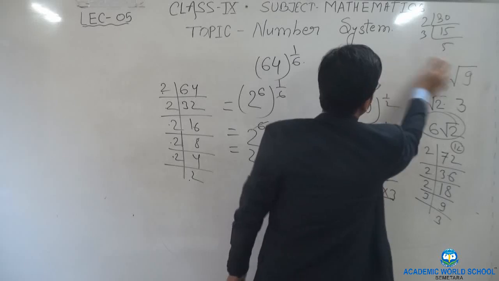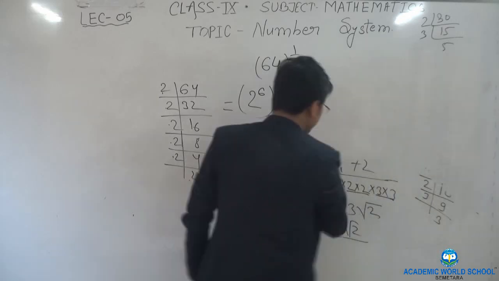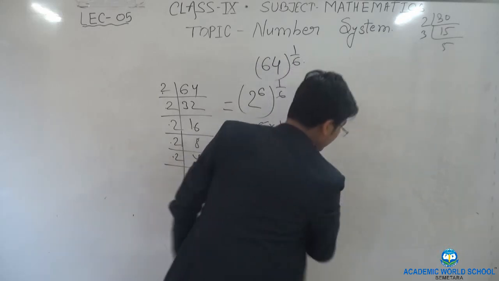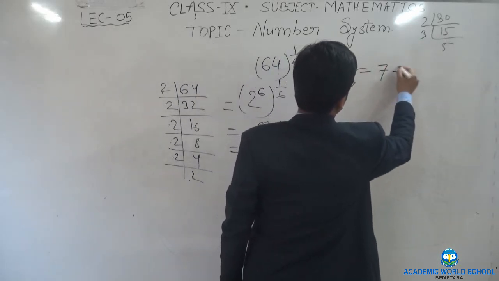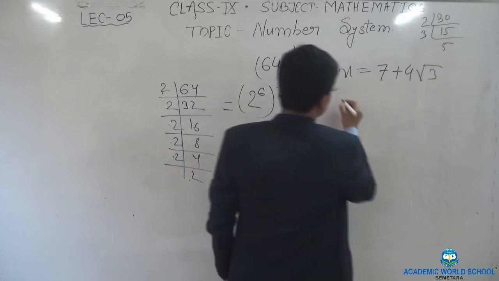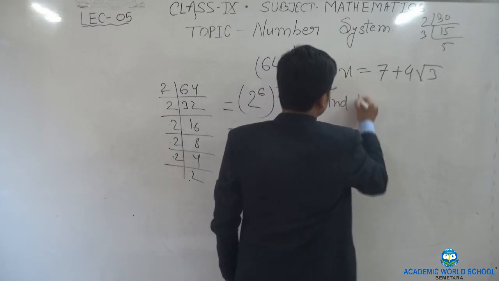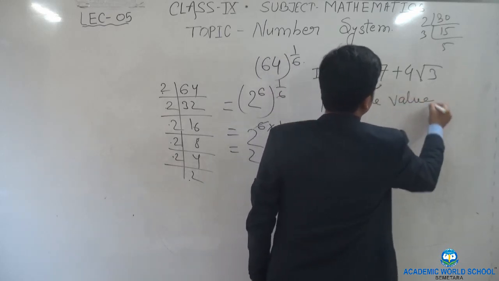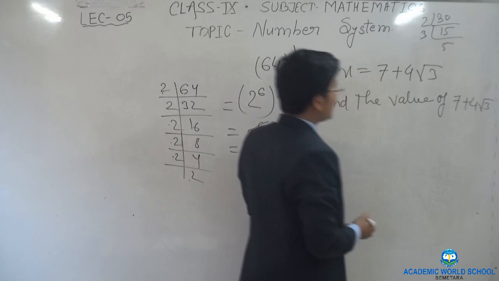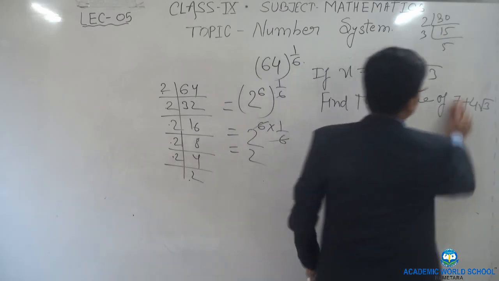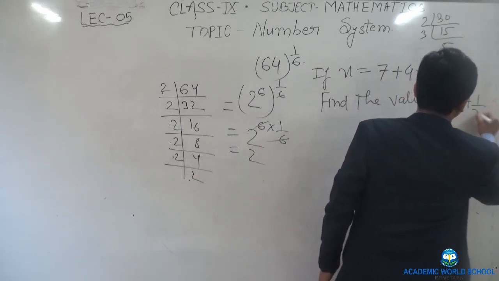Okay, now I'll go over one very important type of question. If x is equal to 7 plus 4 root 3, then find the value of x plus 1 upon x. This is the question: find the value of x plus 1 upon x, where x is equal to 7 plus 4 root 3.